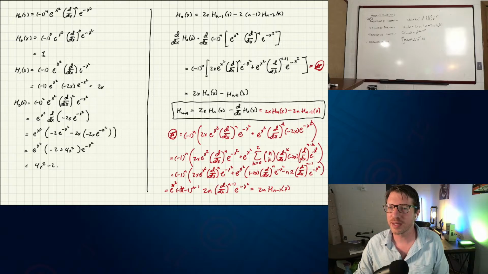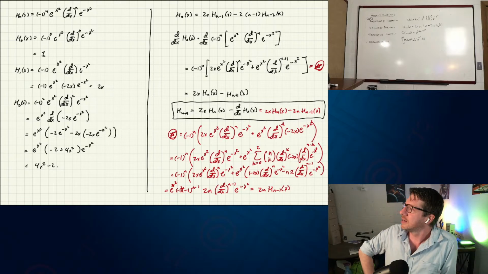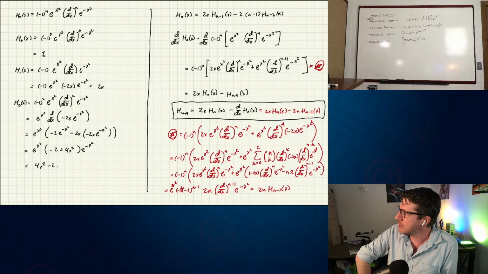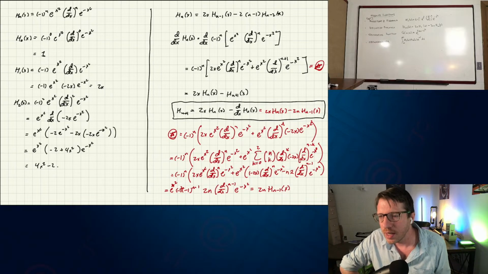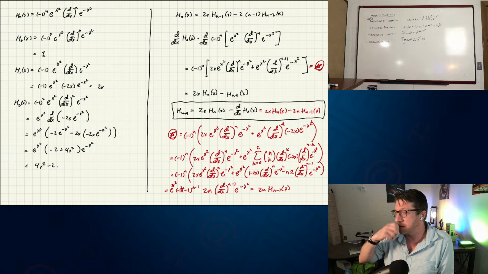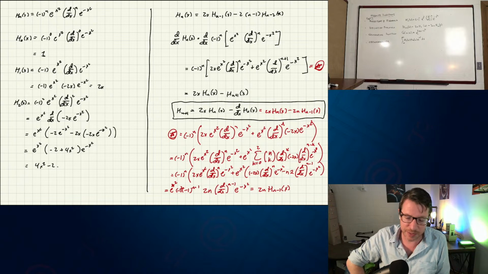Okay. All right. So that's one guy down. So that's our recursion formula. So we can leverage this recursion formula, and we can get at the generating function for Hermite polynomials. And so, yeah, Hermite polynomials are intimately related to the Fourier transform.